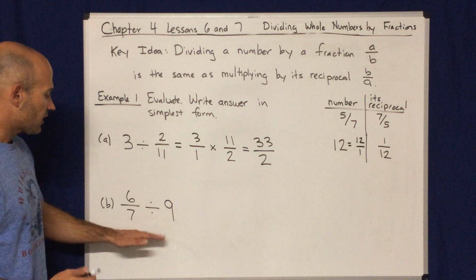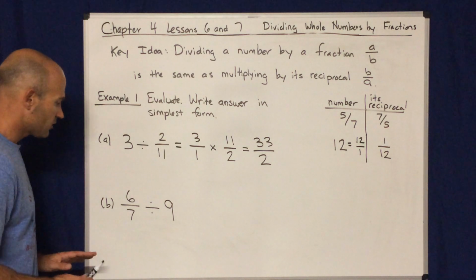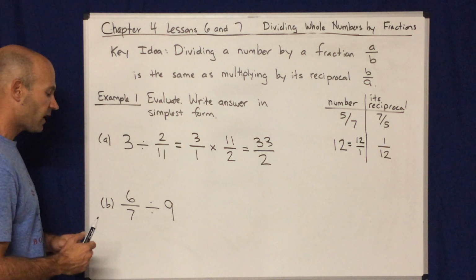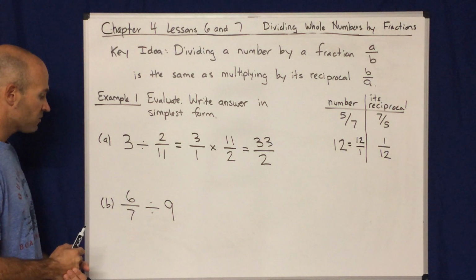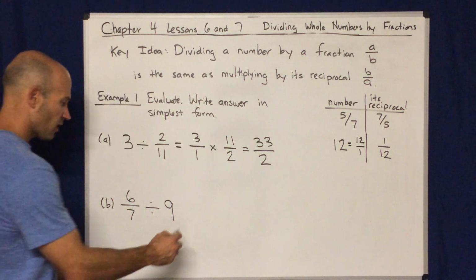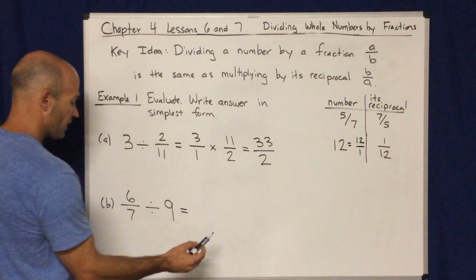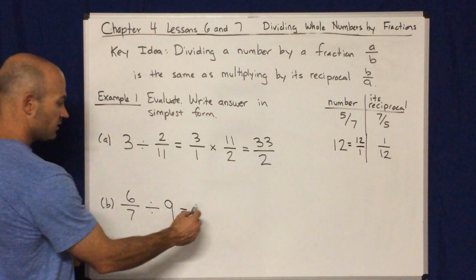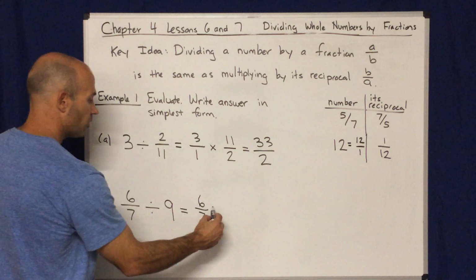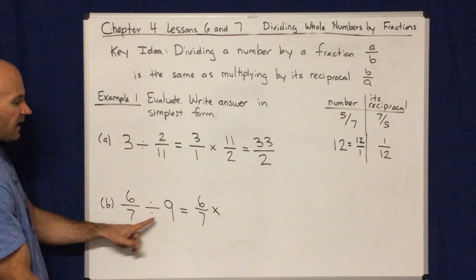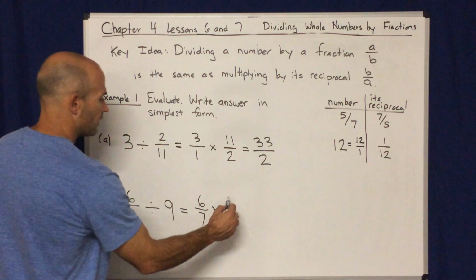All right, so let's try the second one. You may want to pause the video and try it yourself. It's fairly similar to part A, but there is a difference. The whole number is here this time. So I'm ready to start my conversion to a multiplication problem. 6 over 7 stays the same. I change my division sign to a multiplication, and I take 9 and replace it by its reciprocal.